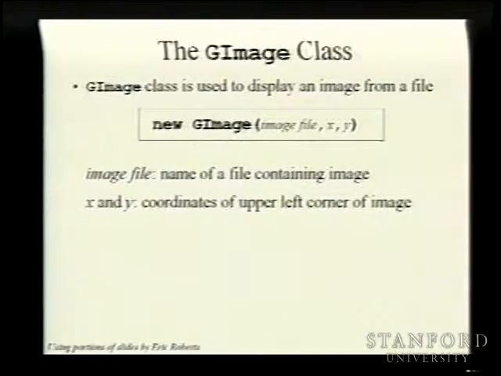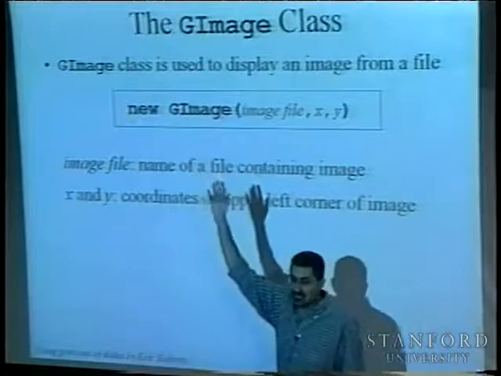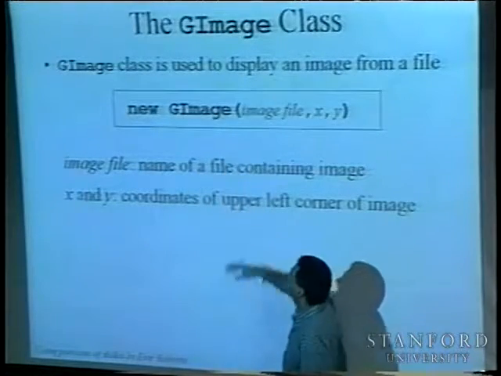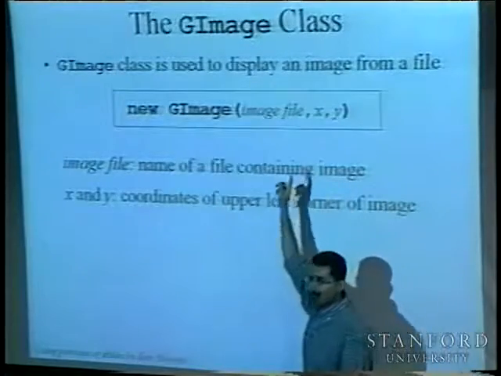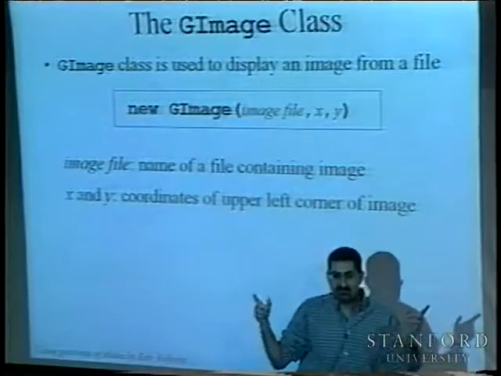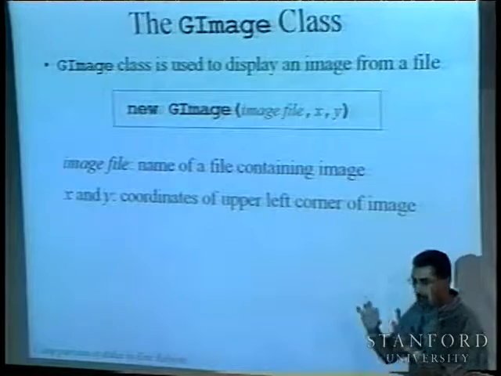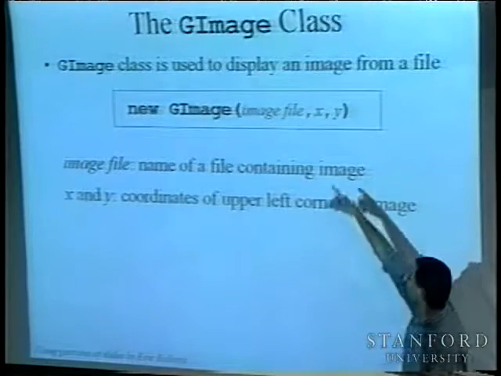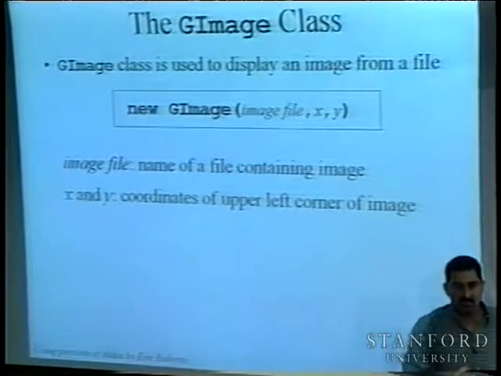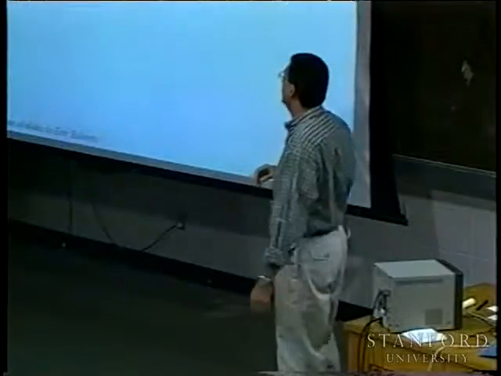like pictures that you take with a camera or your phone, you can just stick them in your program. And the way you do this is there's a class called GImage. You can create an object of type GImage by saying new GImage. You give it the name of the file, okay? That's the full file name, with a dot and whatever ending it has. And then the XY location for where you want to display that image. The XY is the upper left-hand corner of the image.